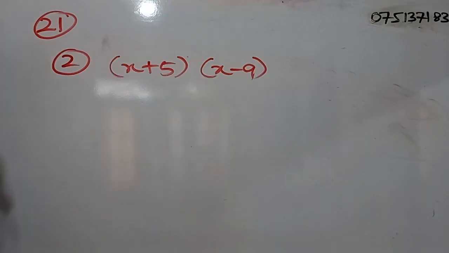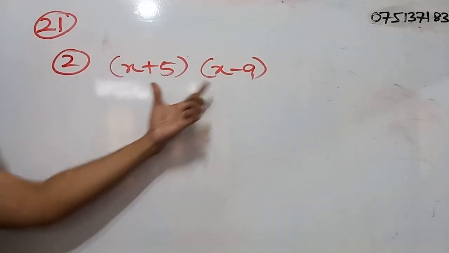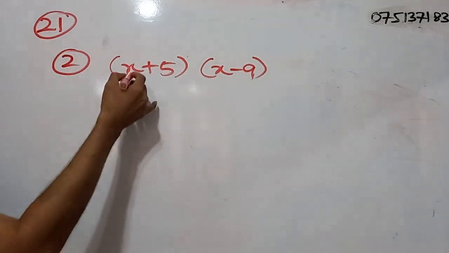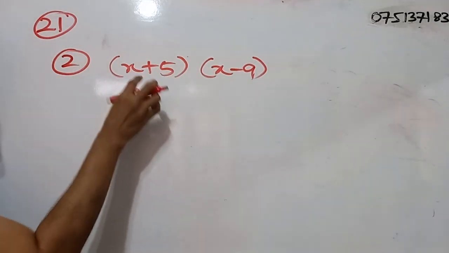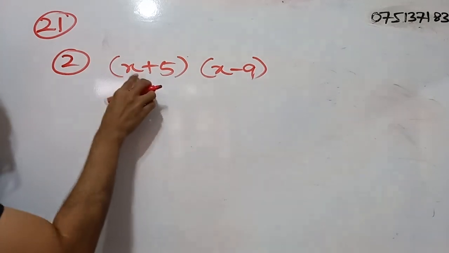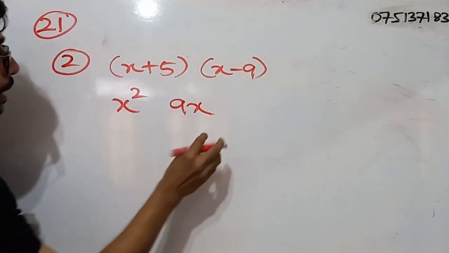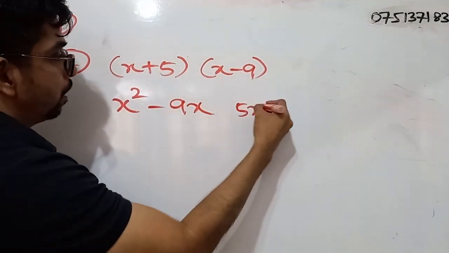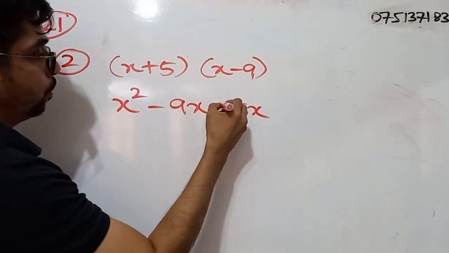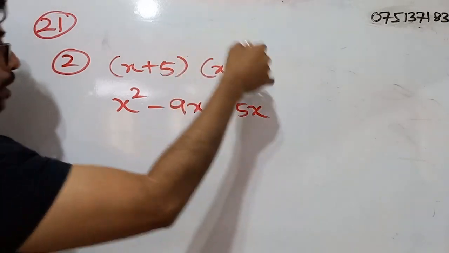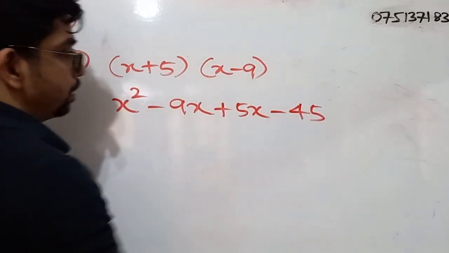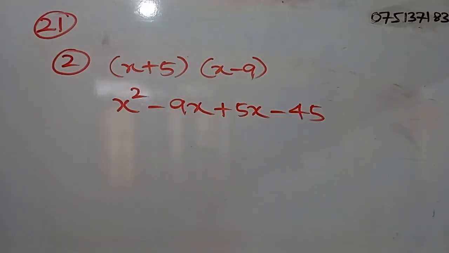Right, question number 21, part 2. We have been given these two expressions to simplify. Here we need to expand the brackets. So x into x, we know that is x squared. Positive into positive, this is positive. x into 9, we know that is 9x. Positive into negative, we know this is negative. 5 into x, we know that is 5x. Positive into positive, this is positive. 5 into 9, we know that is 45. Positive into negative, we know this is negative, right?